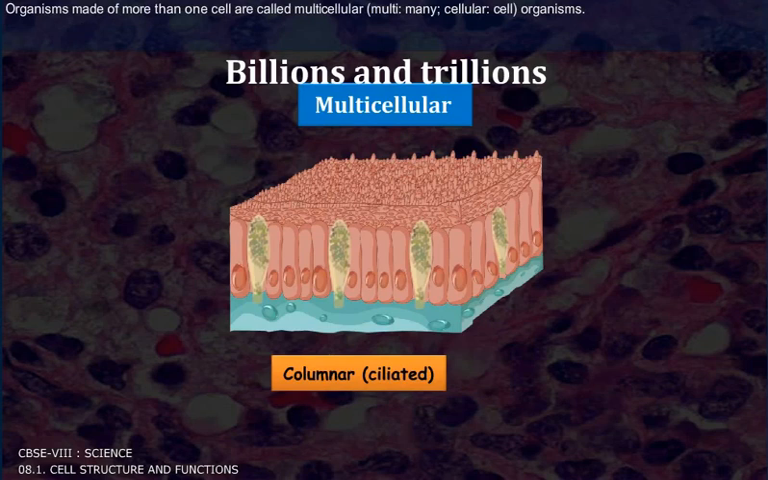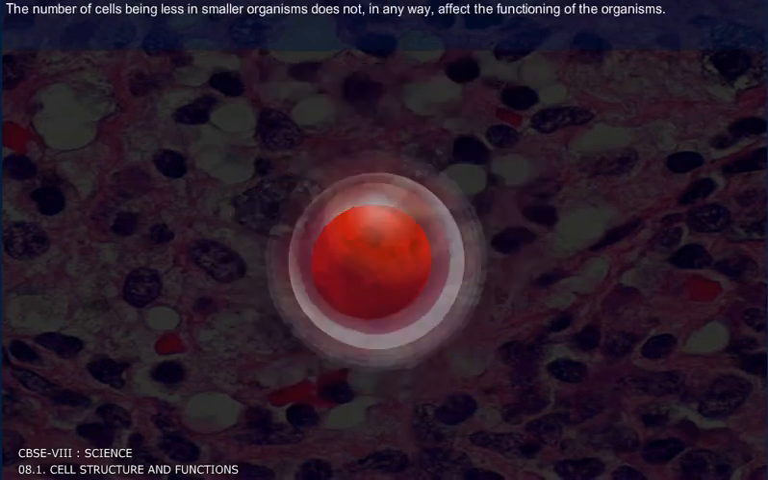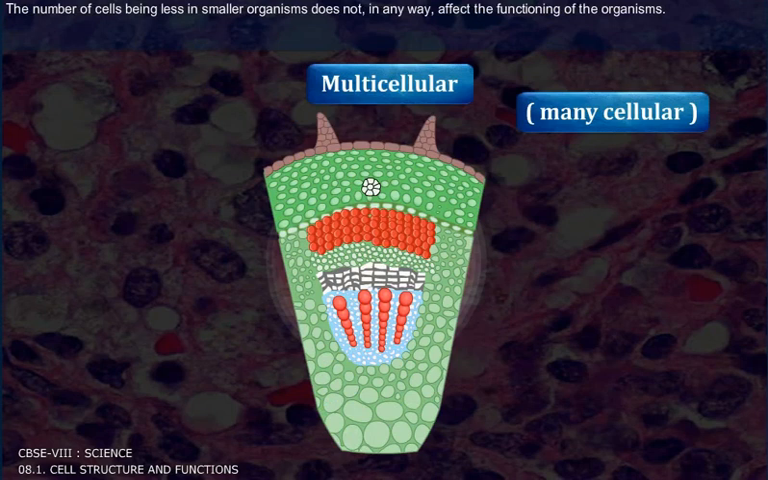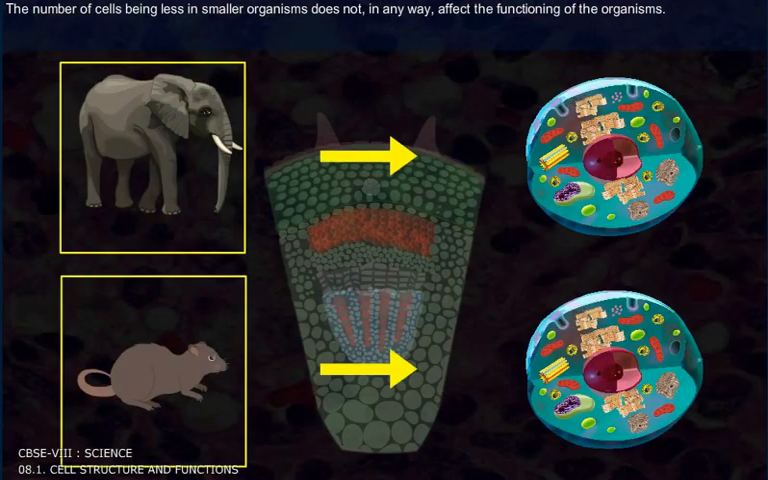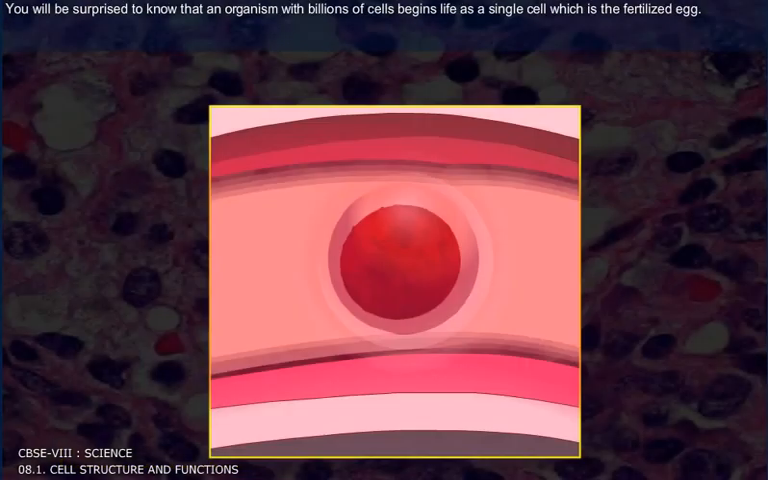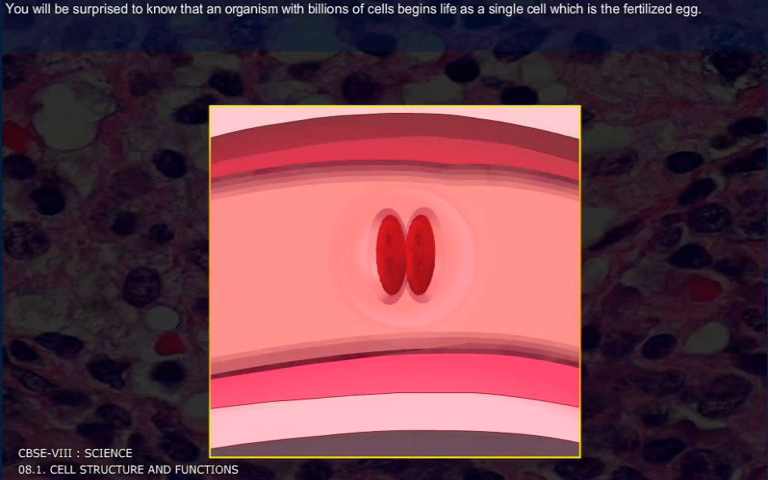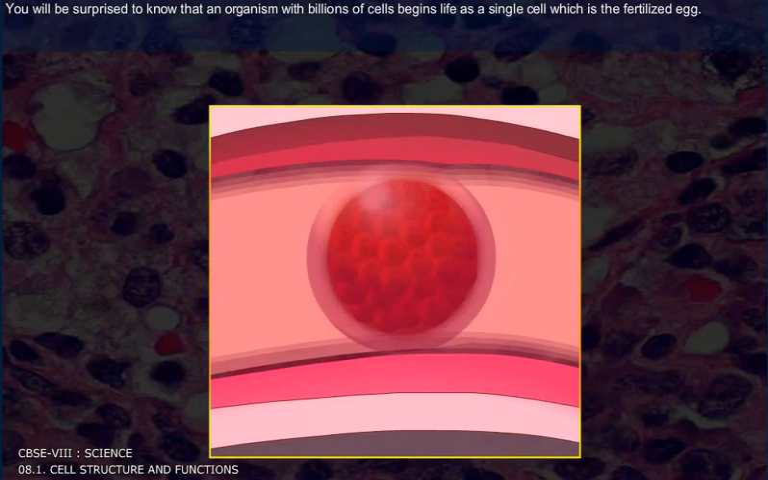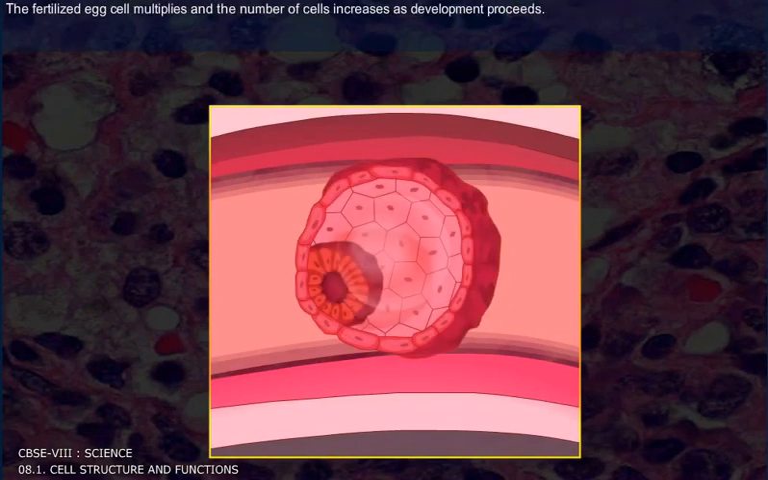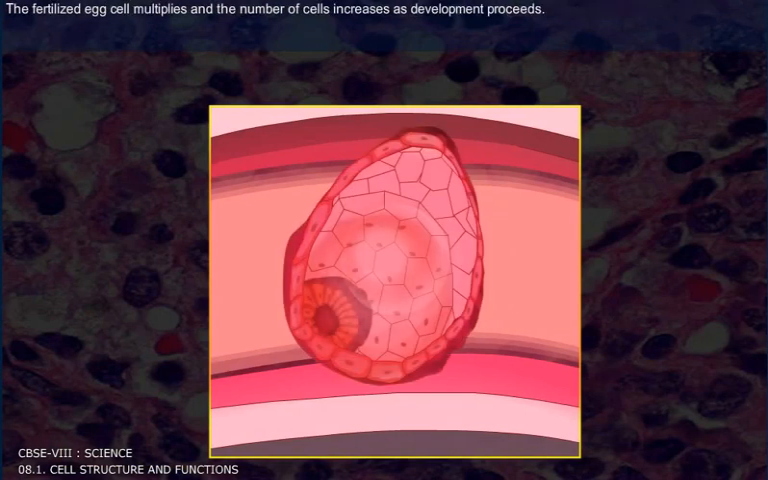Multicellular organisms. The number of cells being less in smaller organisms does not in any way affect the functioning of the organisms. You will be surprised to know that an organism with billions of cells begins life as a single cell, which is the fertilized egg. The fertilized egg cell multiplies and the number of cells increases as development proceeds.